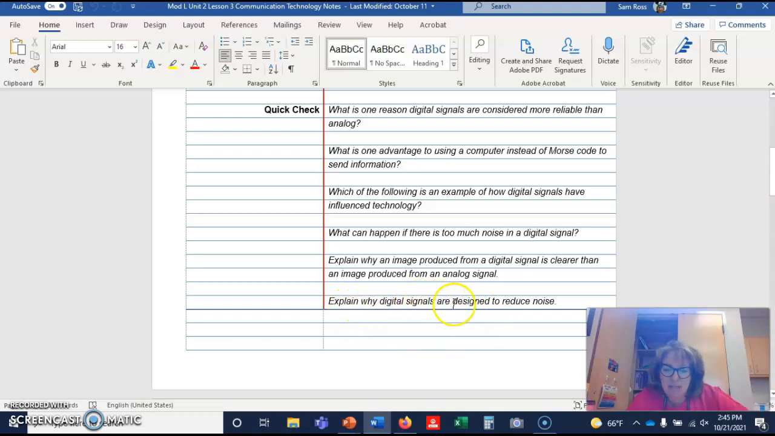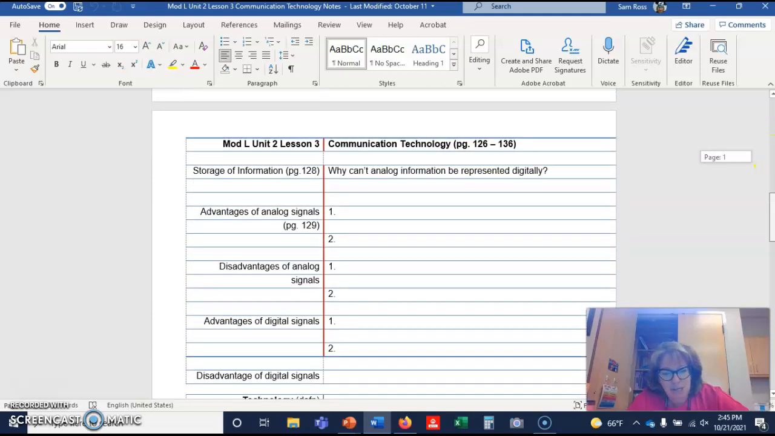And it says, explain why digital signals are designed to reduce noise. It's because they're not continuous. So if you have zeros and ones, it's kind of hard to fit anything else in there because it's not continuous. So let's see what else we have in the quick check.